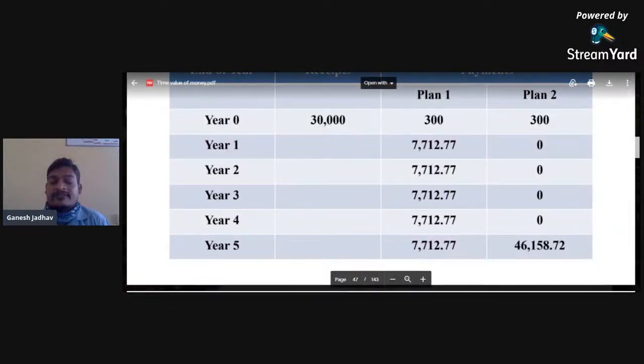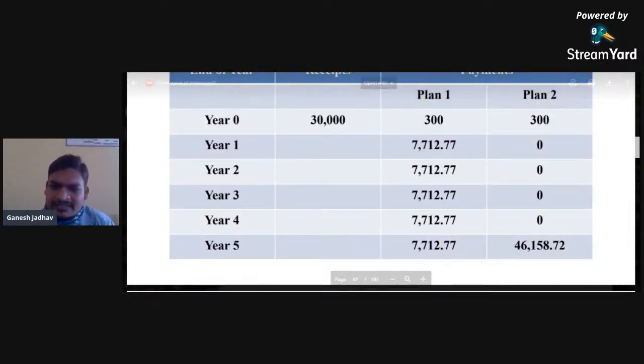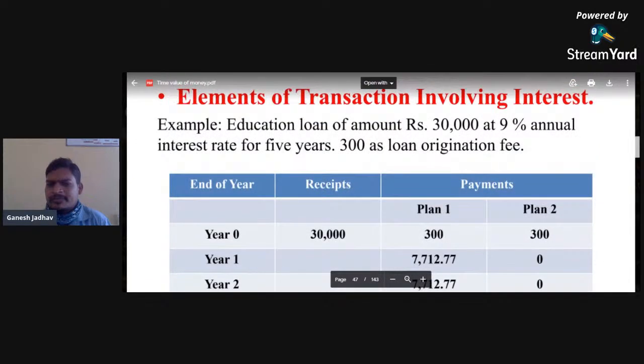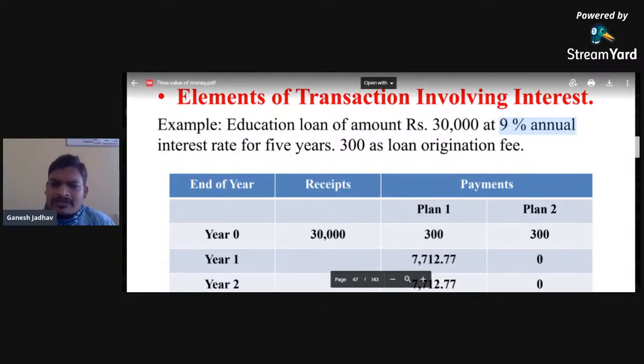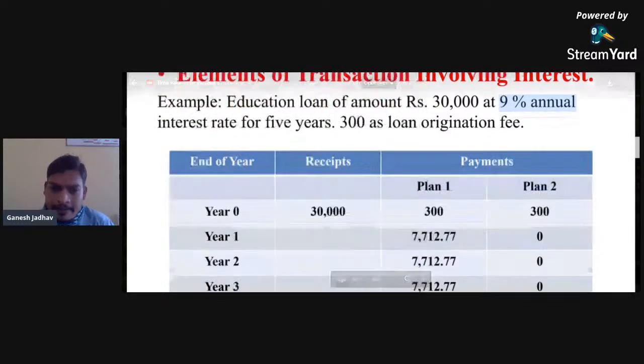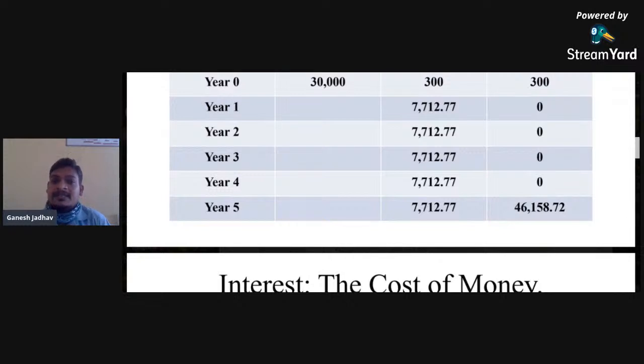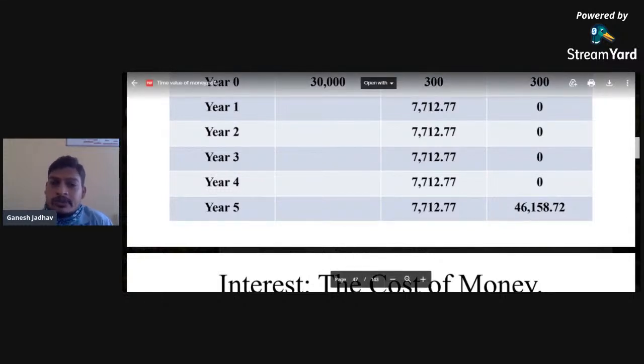Okay, and in the second year it will also be the same amount, because your interest rate is constant whenever the one year is completed. So these are the years, 1, 2, 3, 4 and 5 years. So how much amount will you have paid?